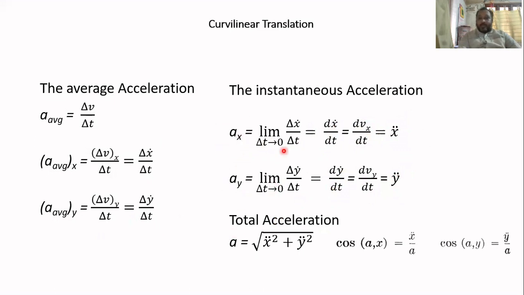and this ax and ay are known as the rectangular components of acceleration, and vx and vy, or x dot and y dot, are known as the rectangular components of velocity. So the total acceleration is equal to the vector sum of these ax and ay, that is, the square root of ax square plus ay square gives the magnitude of the total acceleration, and these are the direction cosines.